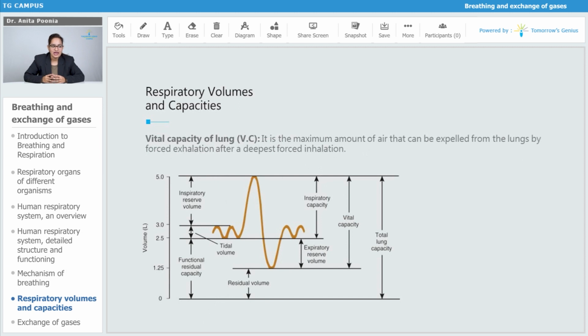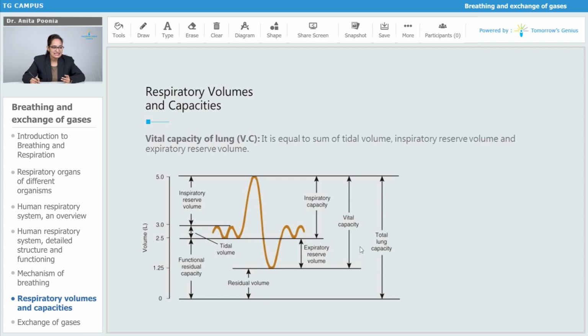Now knowing about the vital capacity of lungs, the vital capacity of lung, or VC, is the maximum amount of the air that can be expelled from the lungs by the forced exhalation after the deepest inhalation. Vital capacity of lung is equal to the sum of the tidal volume, inspiratory reserve volume and expiratory reserve volume, as you can see here.